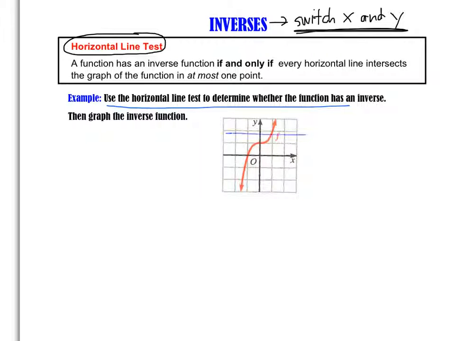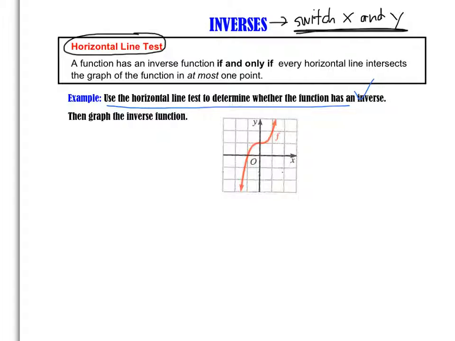Well, yeah, it is. Anywhere I would draw a horizontal line here, we would only intersect in one place because it's always increasing. Even that one part that looks like it gets almost flat is still increasing. So we're only hitting in just one place each. So yes, it is 1 to 1, so we can find an inverse.